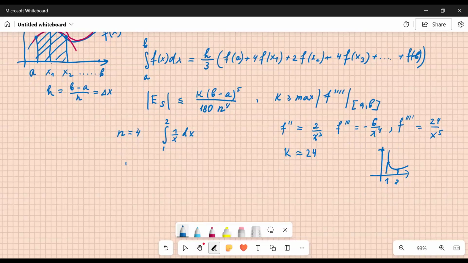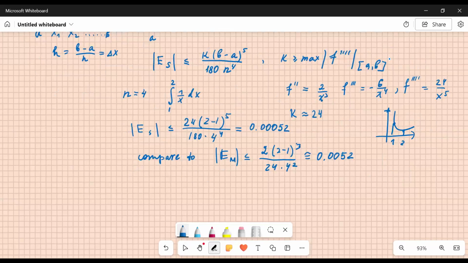Let's plug everything in. So what is going to be the estimation for this? I'm going to write down 24, and that's (2 minus 1) to the power of 5, over 180, and 4 to the power of 4. What am I going to have? Wow, let me see. Give me a second, guys. I'm going to calculate the number. Okay, guys, I calculated the fraction, and the error is going to be 0.0005.